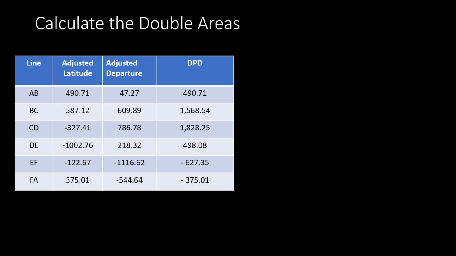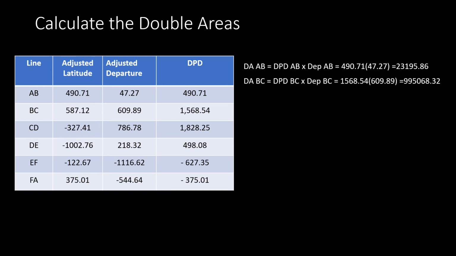We proceed to the next step in our computation by calculating the double areas. So we have here the table indicating the lines, the adjusted latitudes and departures, and the corresponding DPDs of the courses. So we start with the double area of the first line, AB. The DPD multiplied by the adjusted departure of line AB gives us the double area, which is 23,195.86. We do the same thing for all the other lines. So the double area for line BC will be DPD of 1,568.54 times 609.89, which is equal to 995,068.32.